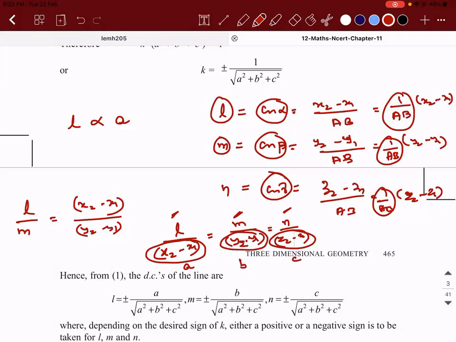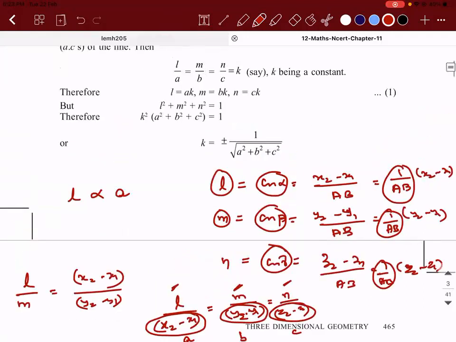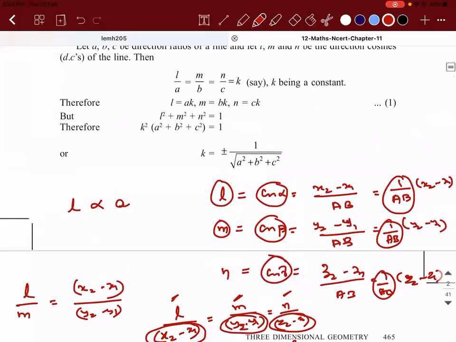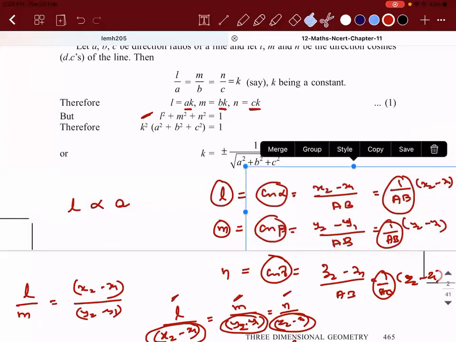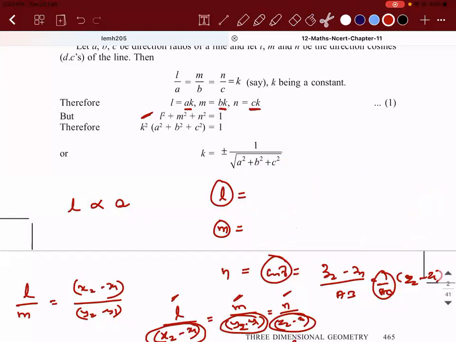At least now, did it make some sense? Yes, sir. It made sense. Now is it clear? Yeah. So L is equal to A times K, M is equal to B times K, and N is equal to C times K. But we know the fact that L square plus M square plus N square is always equal to 1, right? This is the property that exists.